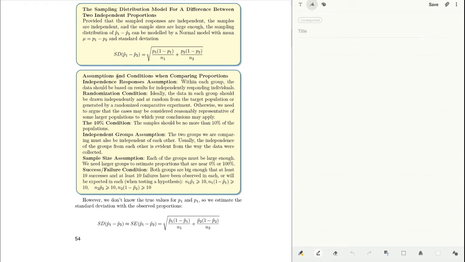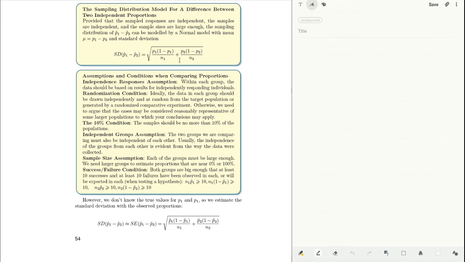So we have the usual independence and sample size assumptions, which are checked by the randomization and the 10% conditions and the success and failure conditions for each of these groups. But we also need an extra assumption, and this is called the independent groups assumption, which says that the two groups that we're comparing must be independent of each other.